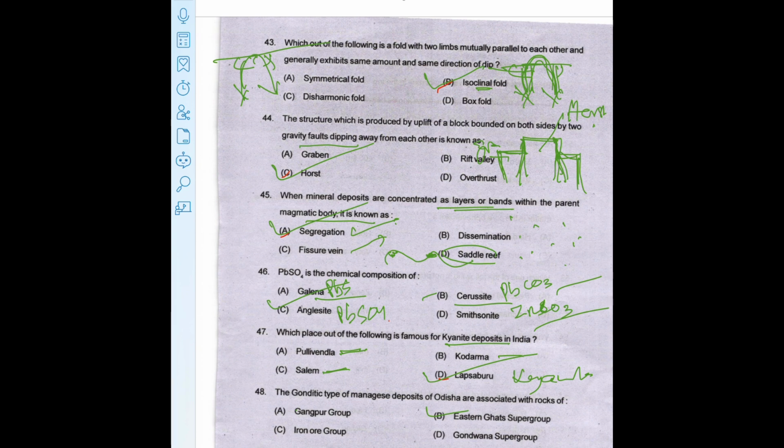So gondite type of manganese deposits of Orissa are associated with Eastern Ghats group of rocks. In iron ore group of rocks, manganese are also associated, but that is not of gondite type. So gondite type is associated with Eastern Ghats group of rocks.